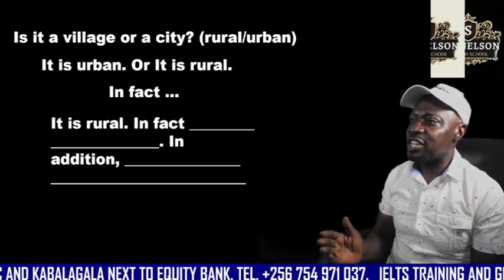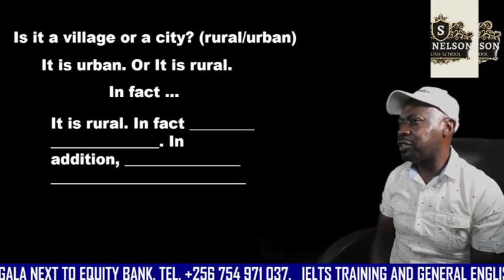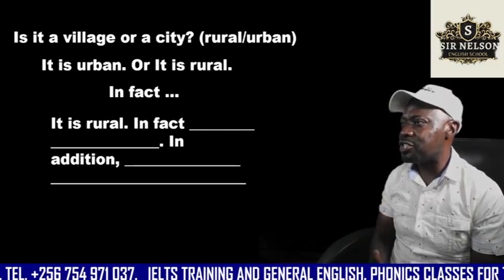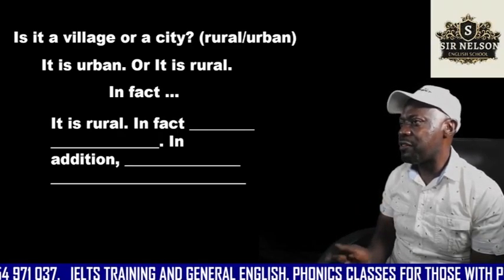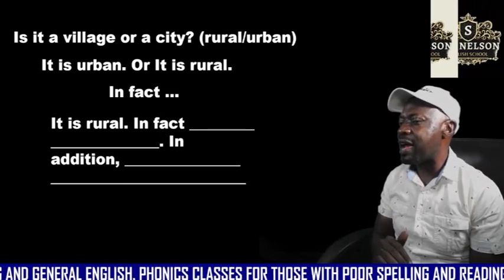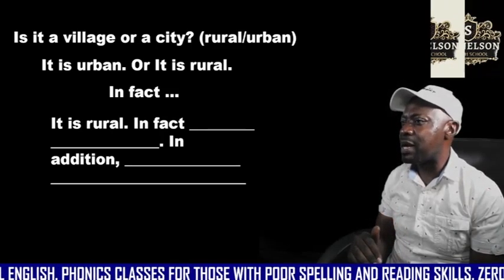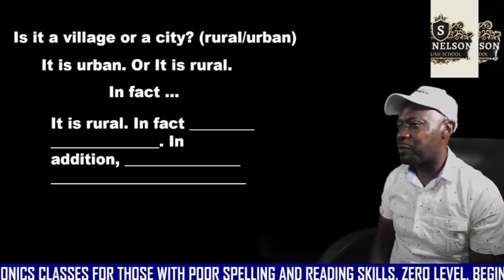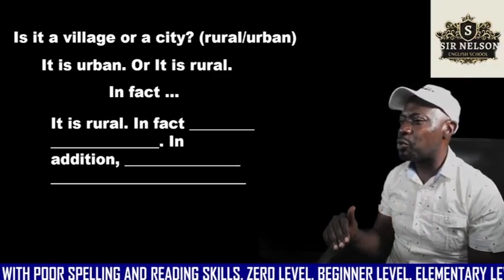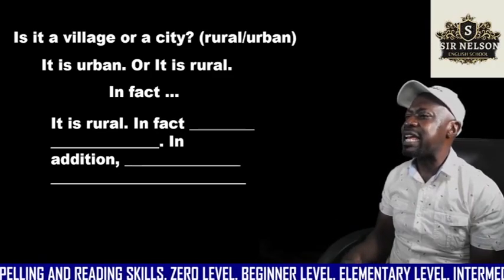Village and city are common words. So we are going to learn some less common words. If it is a village, you will call it rural. If it's a city, you will call it urban. So the sentence will either be, it is urban or it is rural. After telling us whether it is urban or rural, you have to put the word in fact.